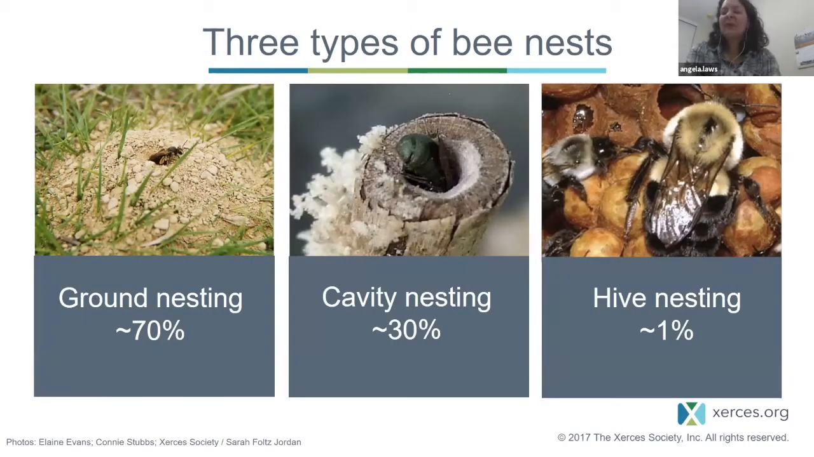So everyone's familiar with honeybees and the way they have these hives. Most wild bees are actually solitary, and most of them nest in the ground. So about 70% of all bees are ground nesting bees. About 30% are cavity nesting bees. So they either nest in the stems of plants or they'll nest in dead wood or cavities like that. And then 1% are hive nesting bees. So those are the honeybees and bumblebees. So honeybees are actually very unusual in the bee world.